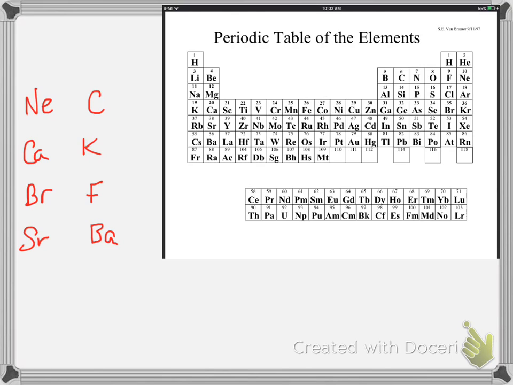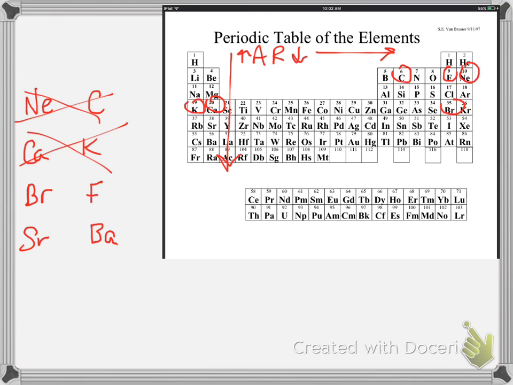Okay, so now we're being asked to look at the following pairs and determine which is listed with the larger atomic radius first. So again, we know that atomic radius decreases as we go this way and increases as we go this way. So we'll look first at neon and carbon. Neon is here, carbon is here. Neon would have the smaller atomic radius. That's not it. Calcium and potassium. Calcium would have the smaller atomic radius. That's not it.